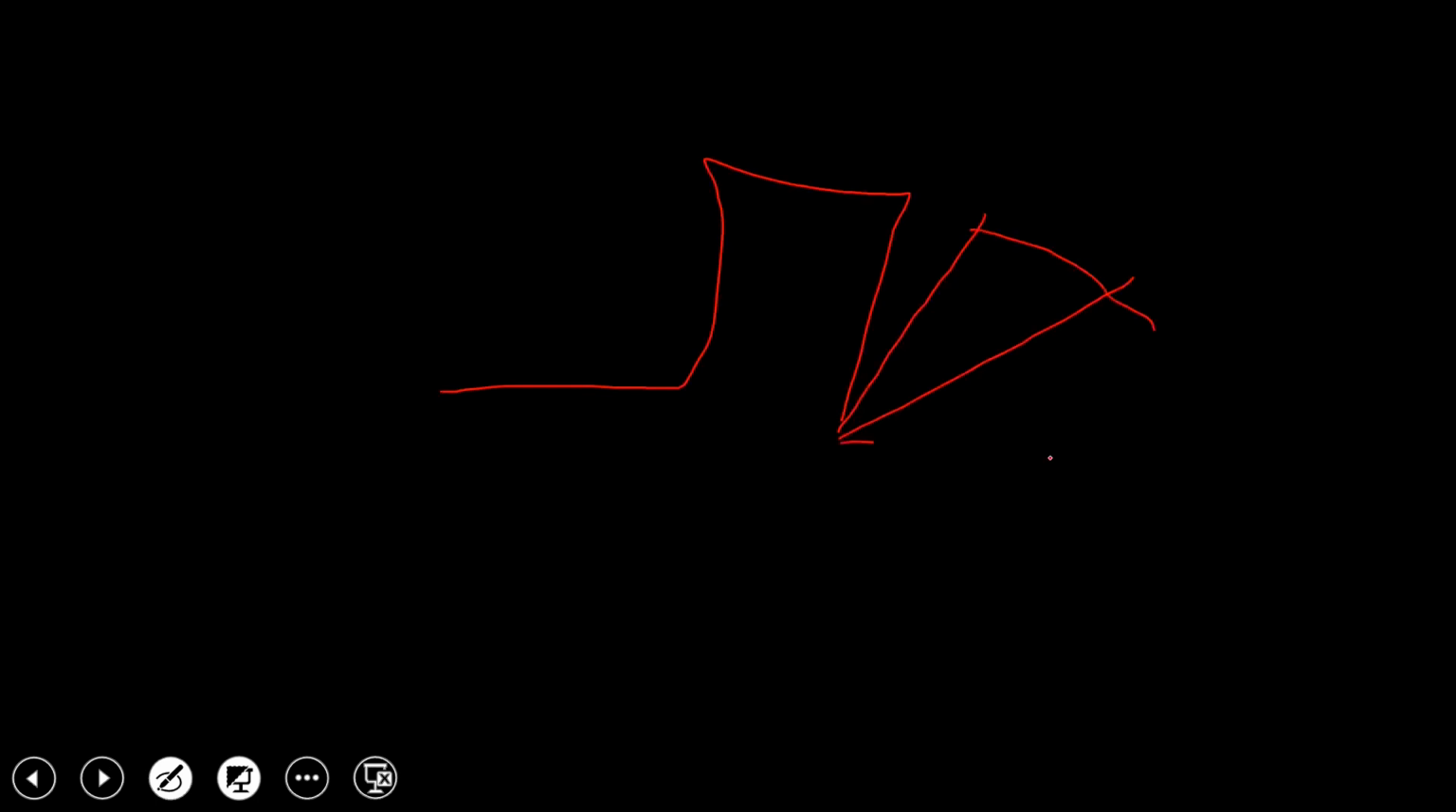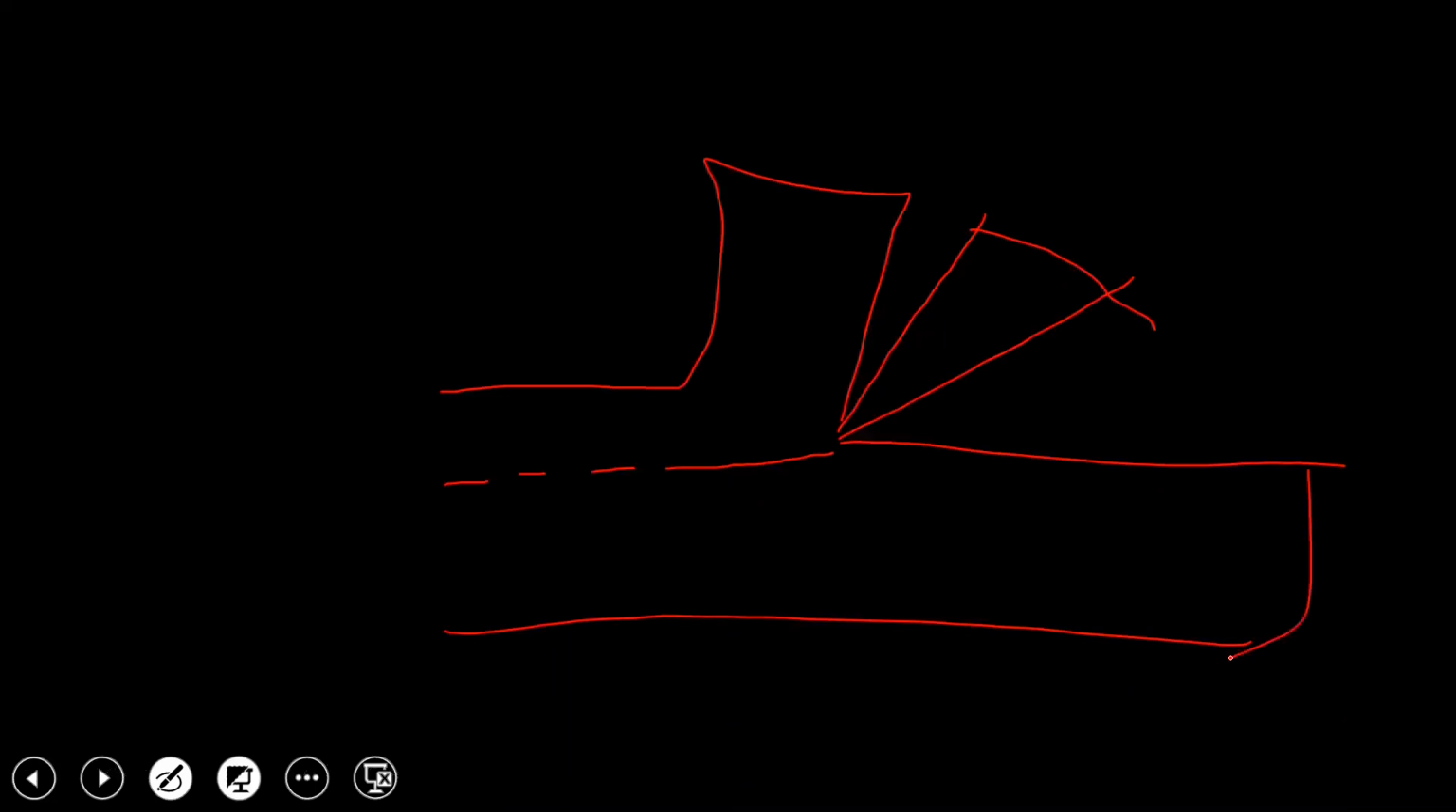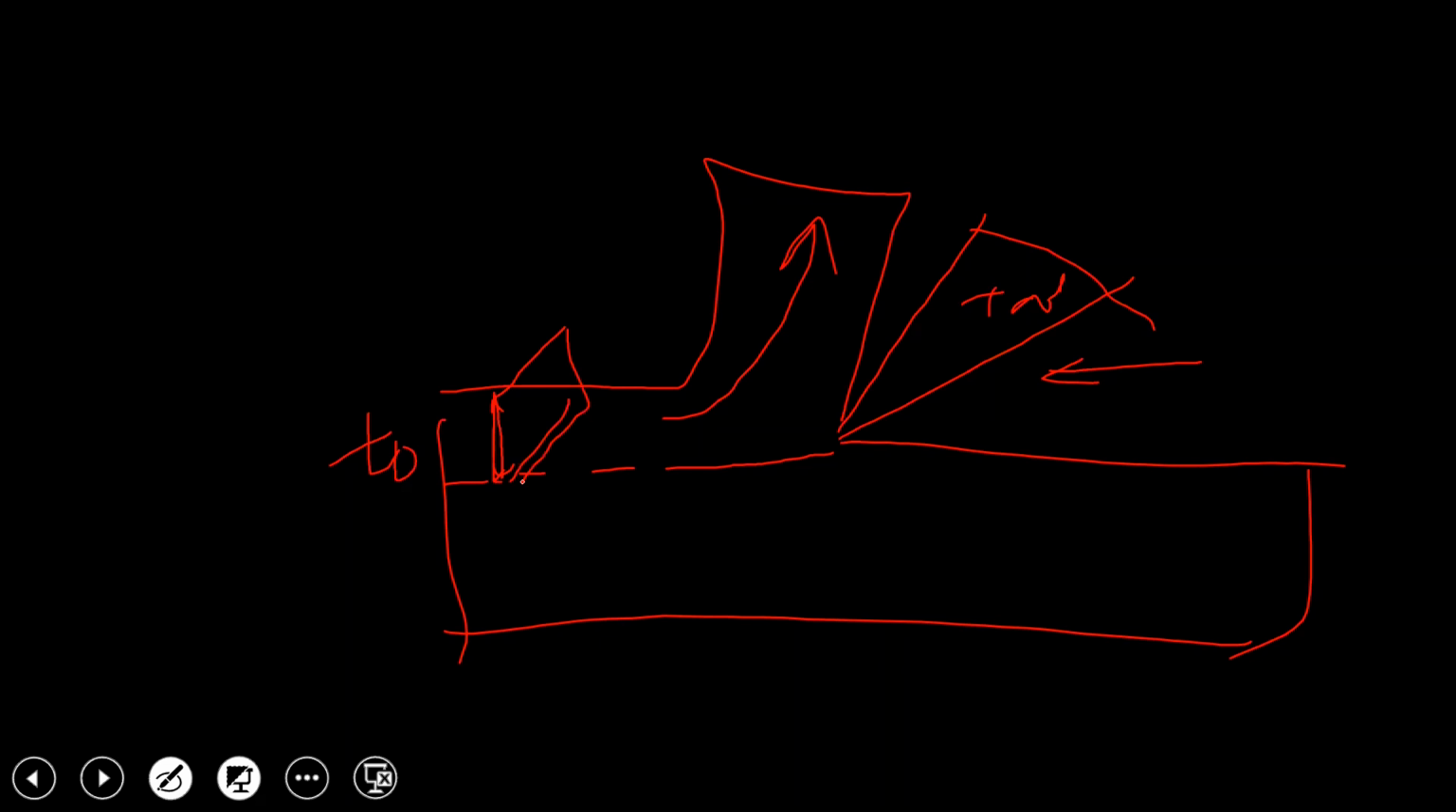This is a cutting tool, this is the finished surface, and this is the uncut surface. Now this is the uncut chip thickness T0. When this tool moves in this direction to remove the material, this is one dimension. Depending upon the width of the tool or cutting edge of the tool, this chip is going to have some width associated with it.